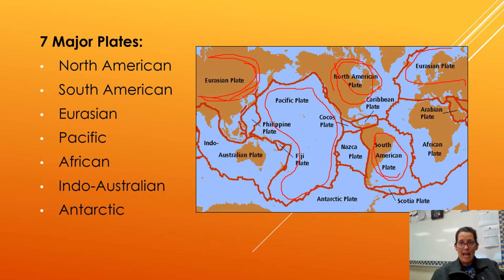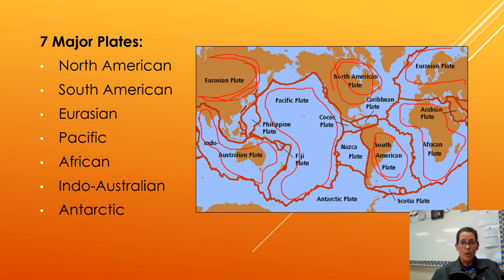The next one's the African plate, and the African plate is going to be, that's right, under Africa. It even kind of follows the same shape as Africa. Kind of cool, right? Then we have the Indo-Australian plate, and this is under Indonesia and Australia. So here's the Indo-Australian plate. If you can find Australia, you can find the Indo-Australian plate.